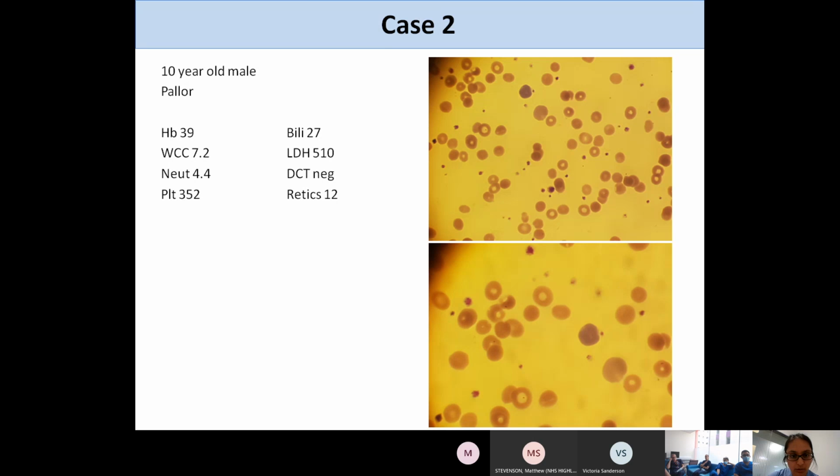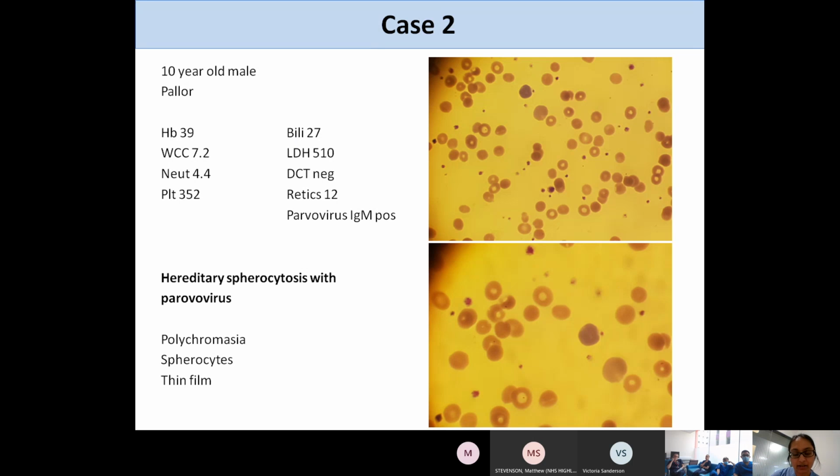So what other tests did we do? So he had a slightly raised bilirubin. His LDH was raised, but his DCT, his Coombs test was negative. So this wasn't an immune-mediated process. And his reticulocytes were inappropriately low at 12. And then he had a serology done, and he was parvovirus IgM positive. So he had a diagnosis of known hereditary spherocytosis with intercurrent parvovirus infection. And the examples of red cell abnormalities we can see are polychromatic cells, spherocytes, and the fact that it's a thin film with not very much on it.